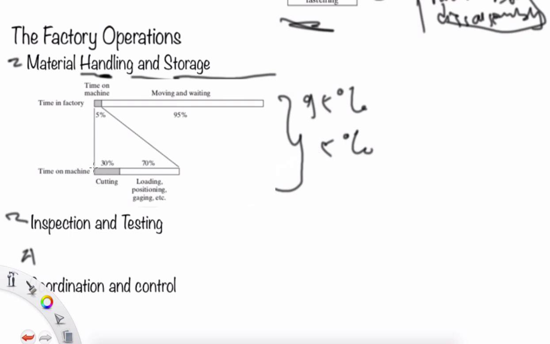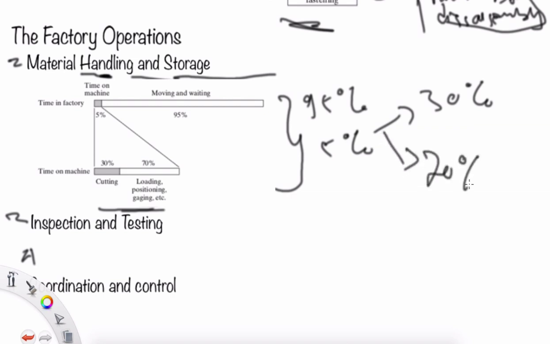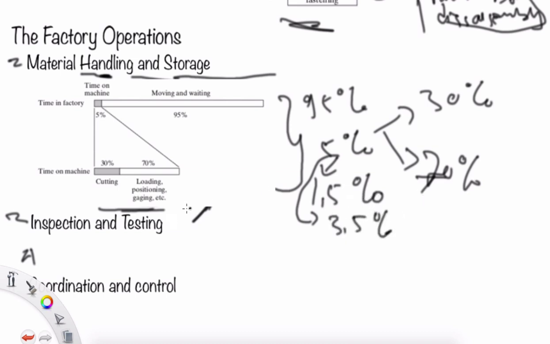And if we analyze the 5% more, only 30% of it is really under the machining process, and 70% is loading, positioning, and gauging. So it is actually 1.5% in the machining process, and 3.5% in the loading, positioning, and gauging.